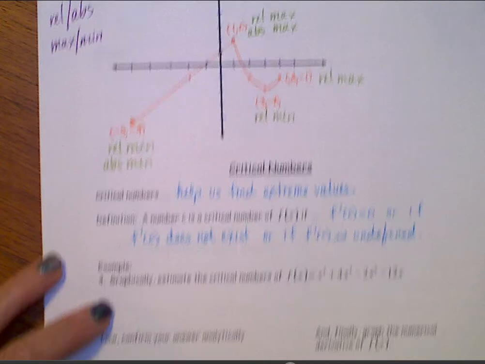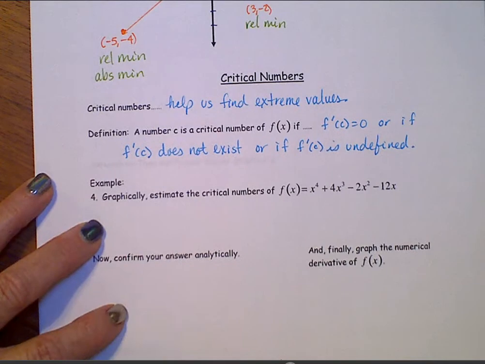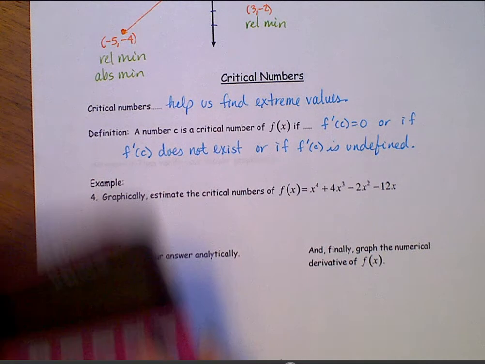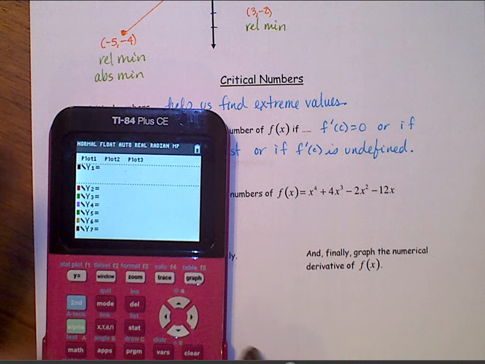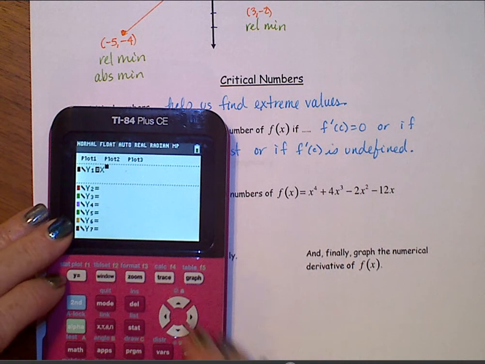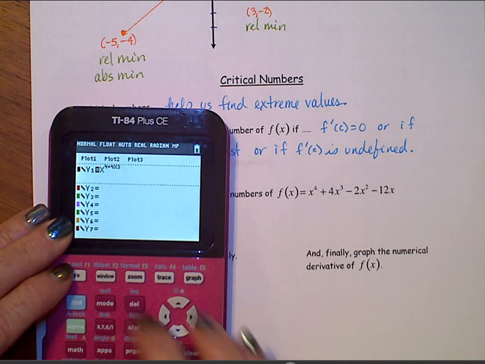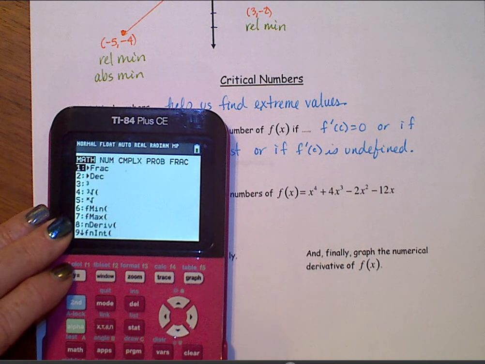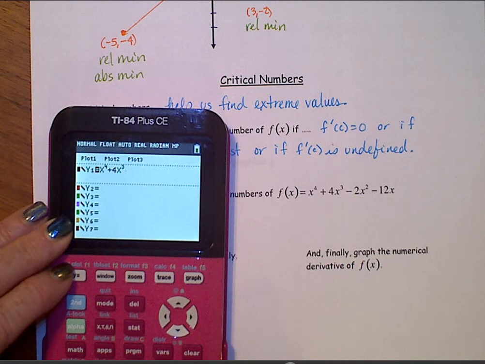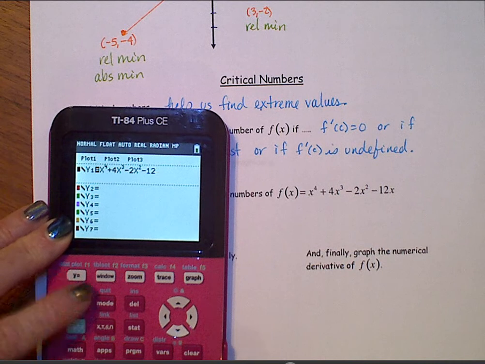Okay, I would like you to graphically estimate the critical numbers of that function. I should have typed it in first. That's okay. Let's start this over again. X to the 4th plus 4x cubed minus 2x squared minus 12x.